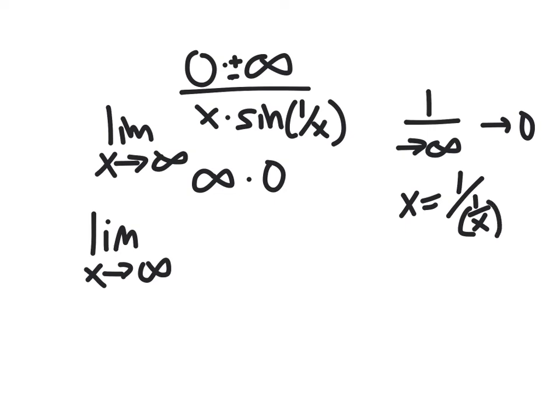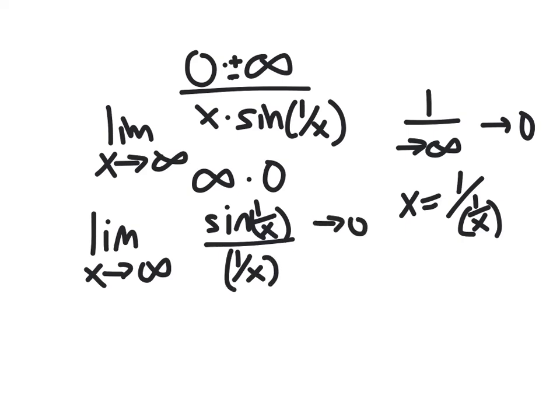Sounds stupid, but again, this rewriting things, you've seen it before in terms of like factor and cancel or multiplying by the conjugate, that helps us figure out a solution. So now we have sine of 1 over x up top, and 1 over x is our denominator. Well, now this is going to 0, and 1 over x is going to 0. Now I have a 0 over 0, and now I can use L'Hopital's rule.